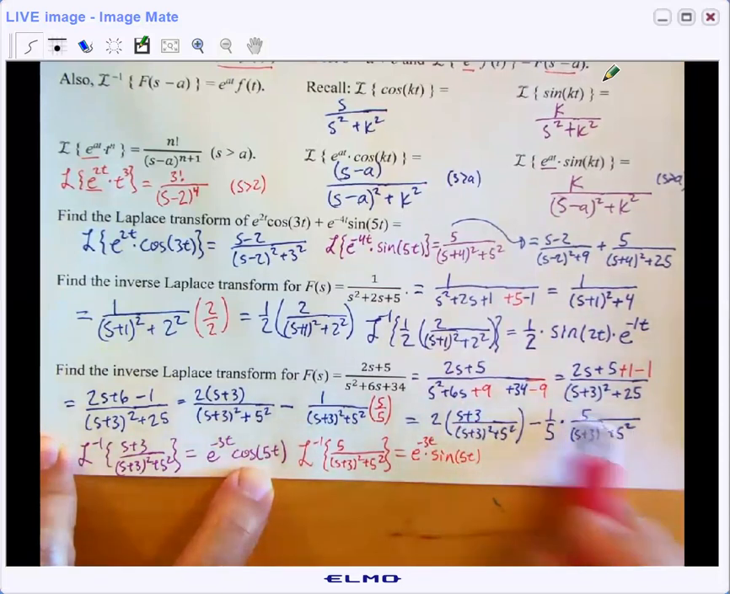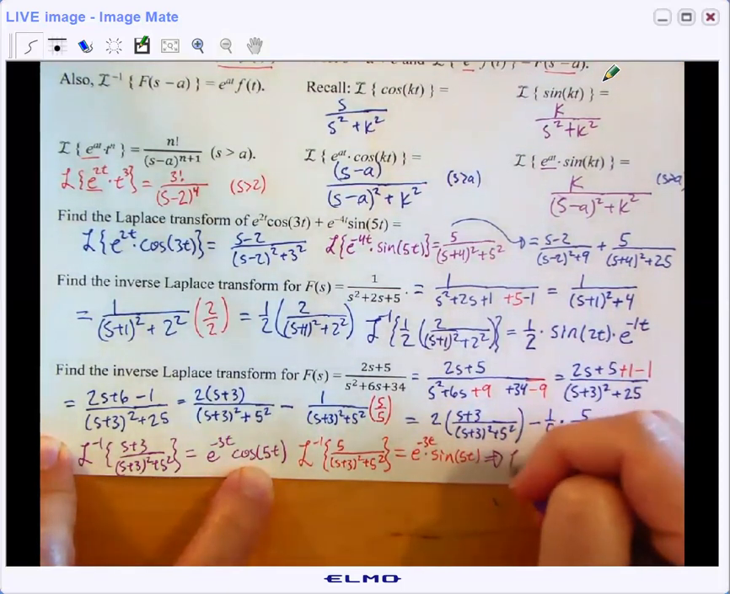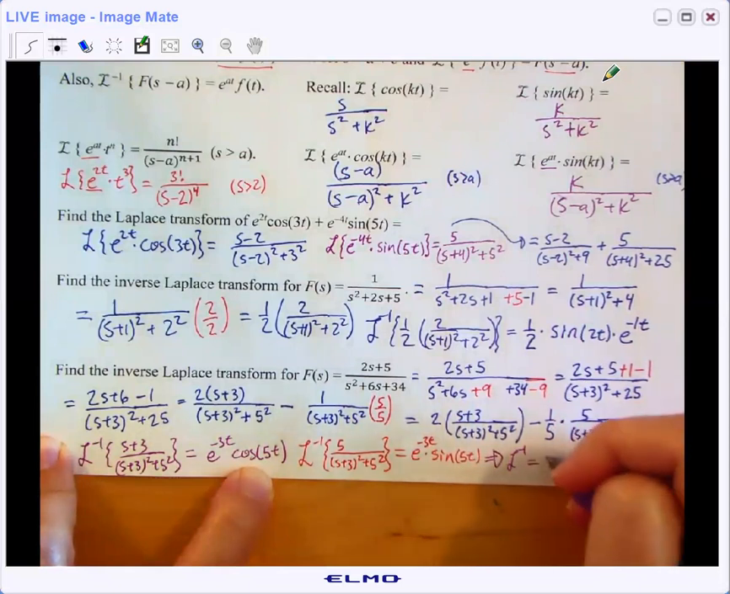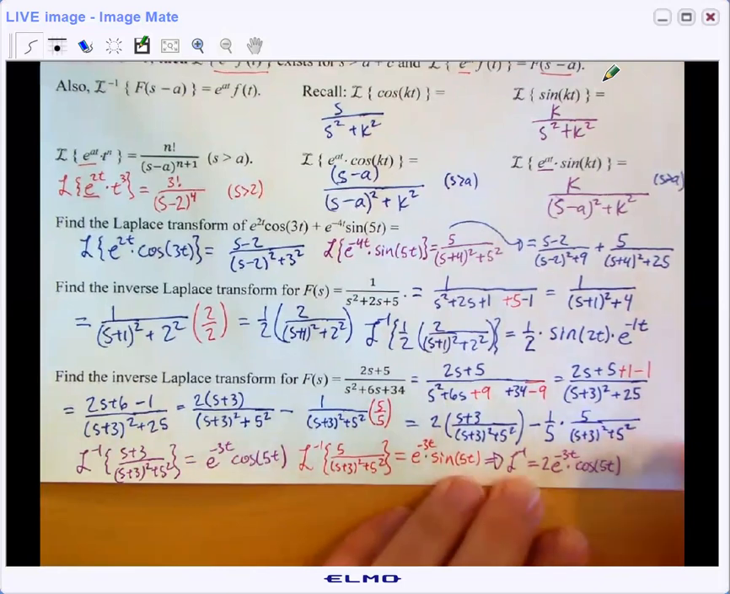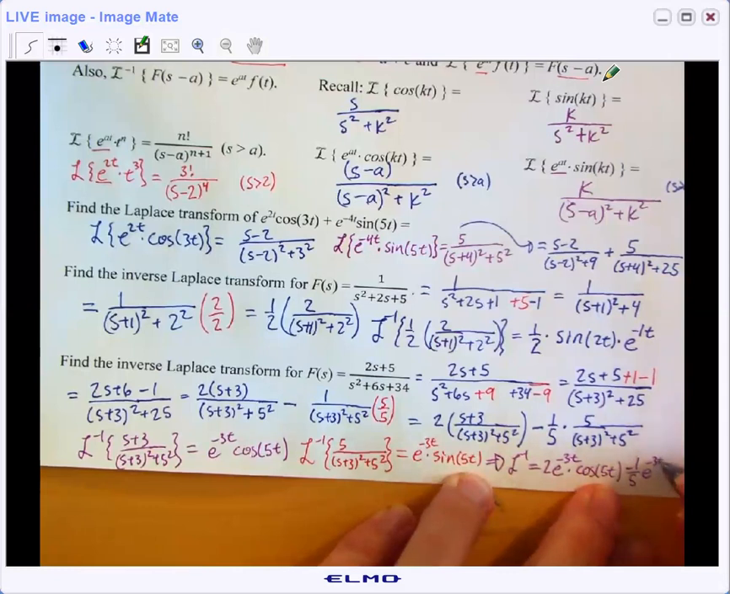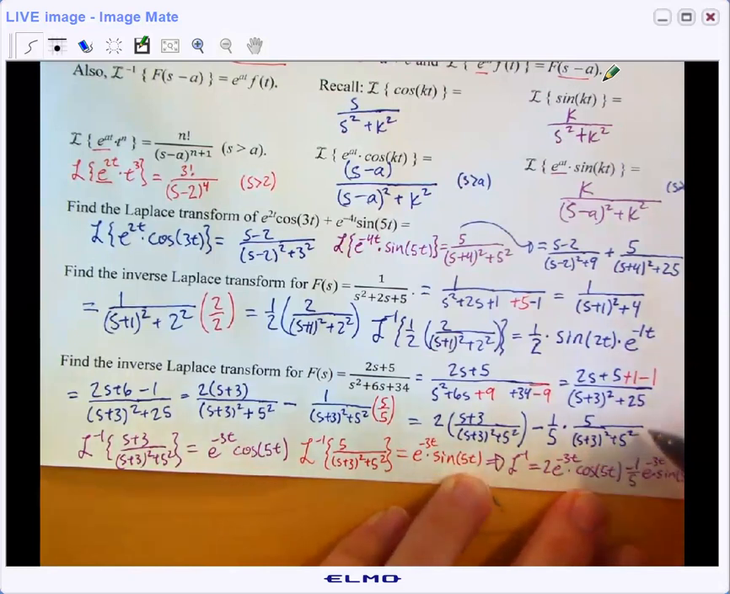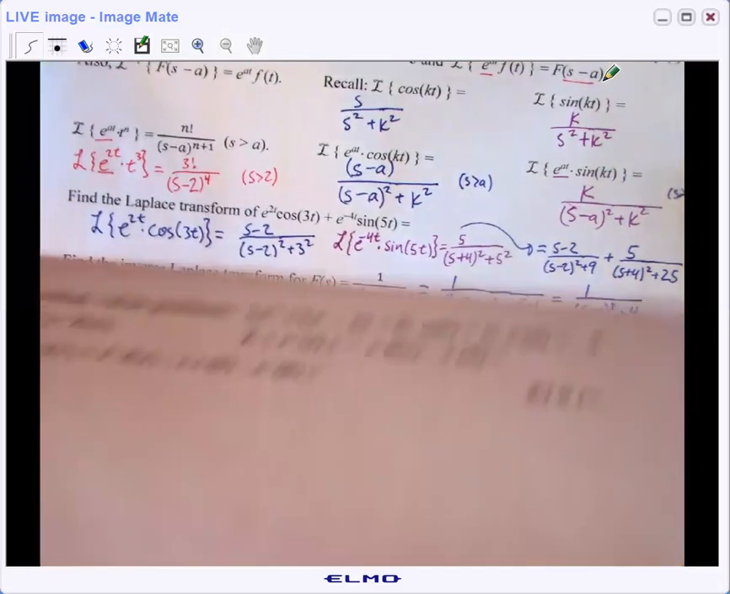Therefore, when we do the inverse Laplace transform on this, we're going to get 2e to the -3t times cosine of 5t minus 1/5 of e to the negative 3t times the sine of 5t. So when we do the inverse Laplace transform, it gives us that answer right there. Okay. All right, so let's try an initial value problem with this.